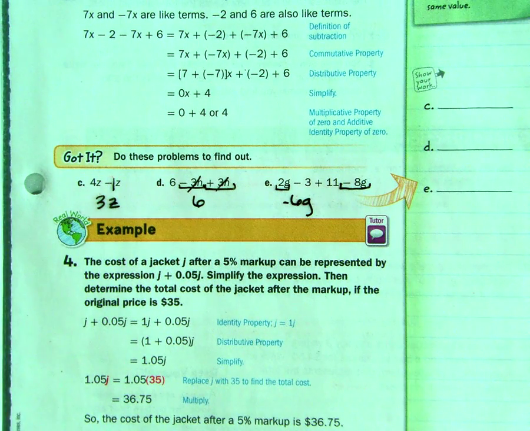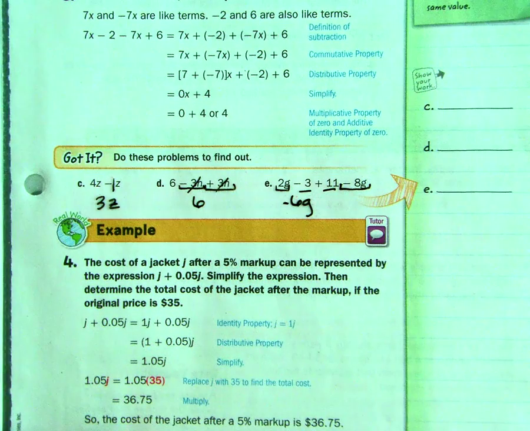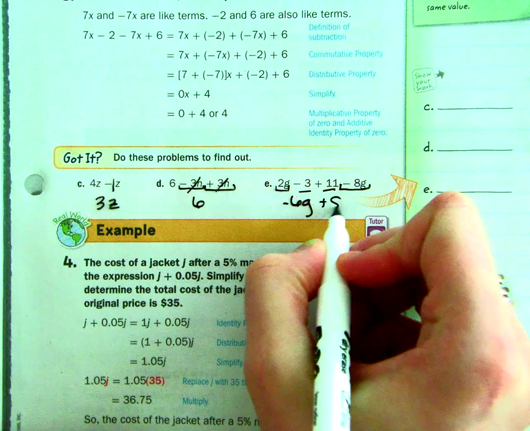Then I look at what I have left in my expression. I have negative 3 plus positive 11. So they are both constants, so I know I can combine them. So I have 3 negatives, 11 positives. After I make my 0 pairs, I'm left with 8 positives.